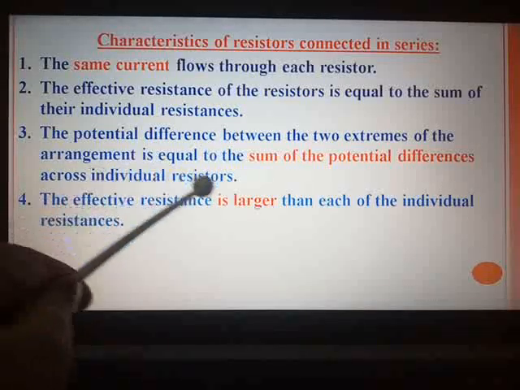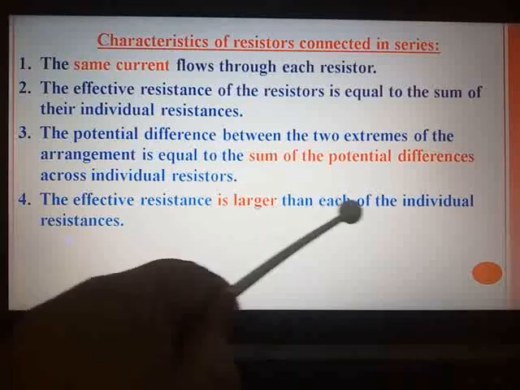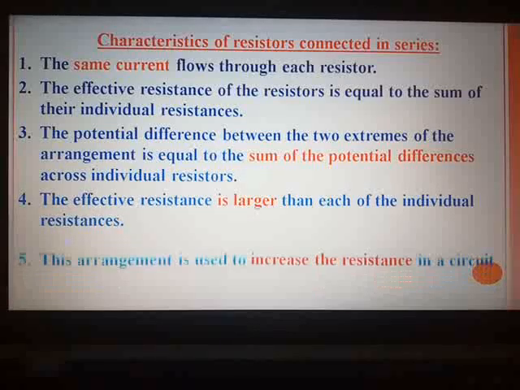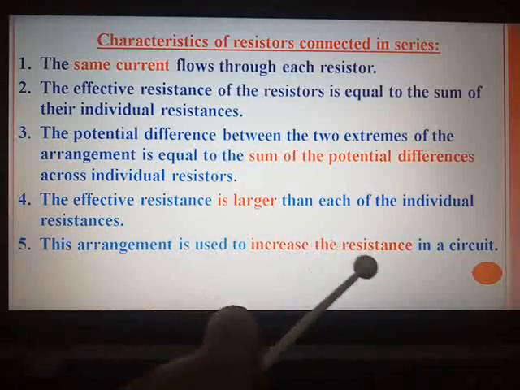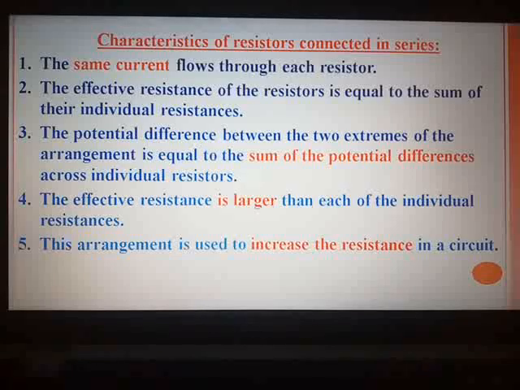Rs, that is the effective resistance, is greater than each of the individual resistances, and as it is equal to the sum of the resistances, this arrangement is used to increase the current in a circuit. Also, I had explained yesterday, when resistors are connected in series, one after another, if any one of them does not function, the circuit will break and there will be no flow of electricity.